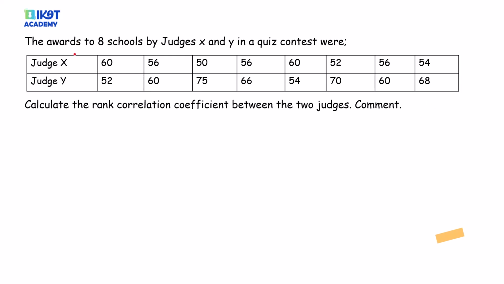So here we have the awards to 8 schools by judges X and Y in a quiz contest. So these are the marks we have. These are the awards we have. So we're going to come and write Judge X. So this is 50, 56, 50, 56, 60.